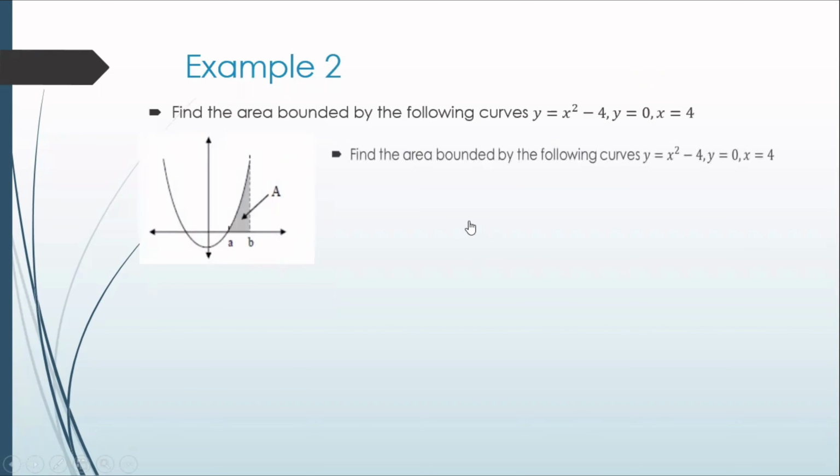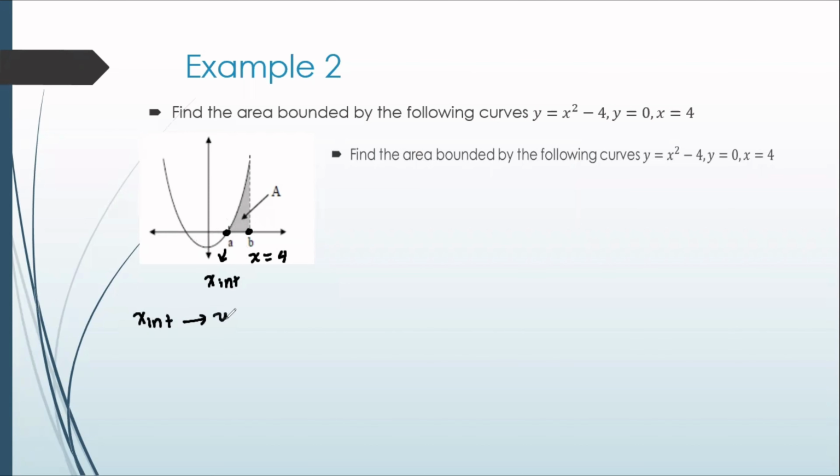Example 2. Find the area bounded by the following curve, y equal to x squared minus 4, and the line x equal to 4. So let's discuss this one. That means we need to find this point and this point. This point for sure is x equal to 4. And this point, we call it the x-intercept of this parabolic function. So let's find the x-intercept.